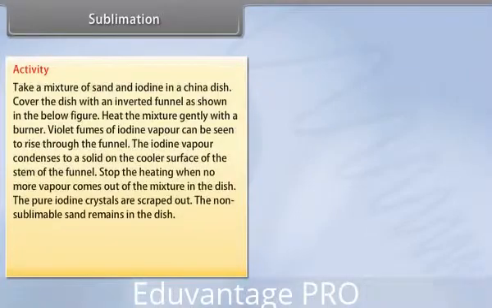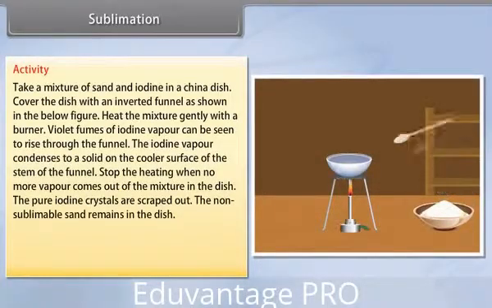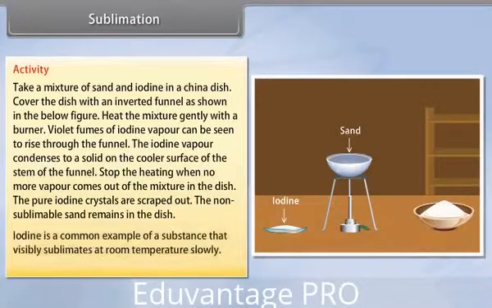Activity. Take a mixture of sand and iodine in a china dish. Cover the dish with an inverted funnel. Heat the mixture gently with a burner. Violet fumes of iodine vapor can be seen to rise through the funnel. The iodine vapor condenses to a solid on the cooler surface of the stem of the funnel. Now stop the heating when no more vapor comes out of the mixture in the dish. The pure iodine crystals are scraped out. The non-sublimable sand remains in the dish. Iodine is a common example of a substance that visibly sublimates.